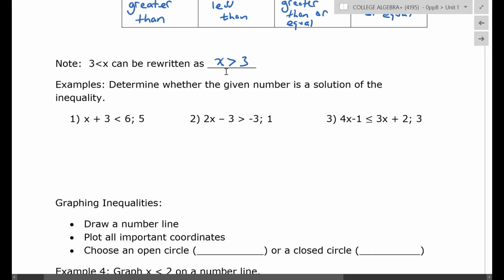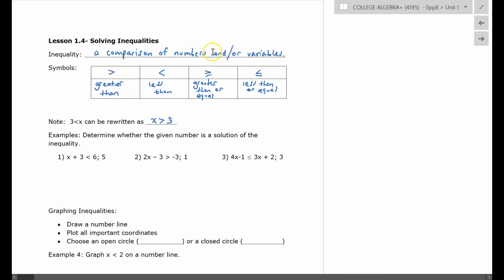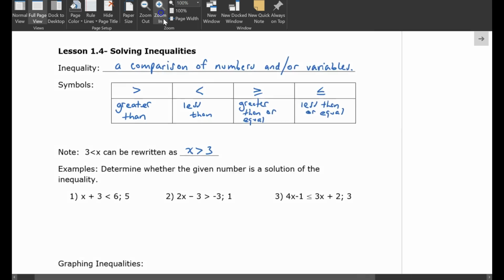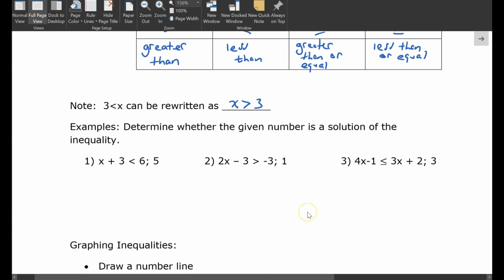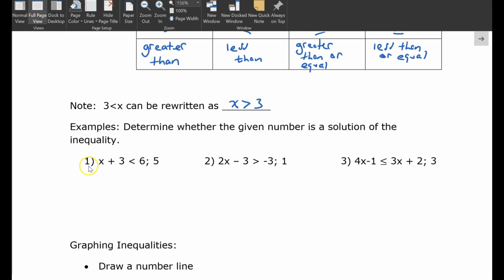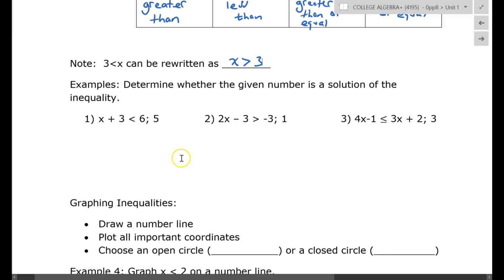Is the given solution, actually, I didn't read that right. Is the given number a solution? Okay, is the given number a solution? So in other words, is 5 a solution to this? I don't think it is. What am I going to do? I'm going to take 5 and plug it in, right? So is 5 plus 3 less than 6?